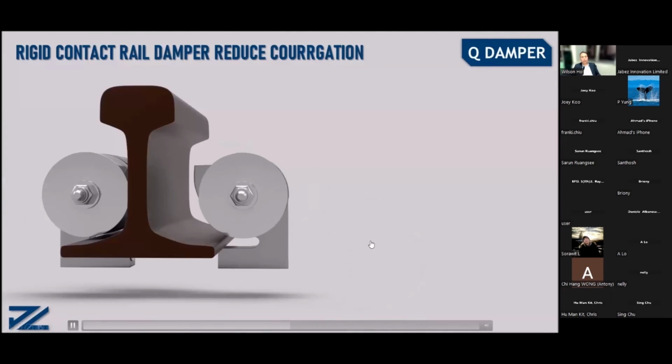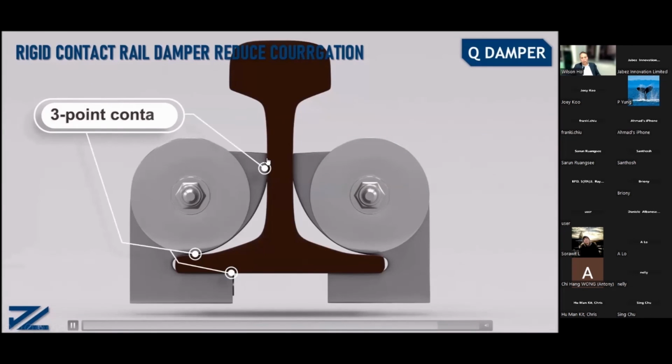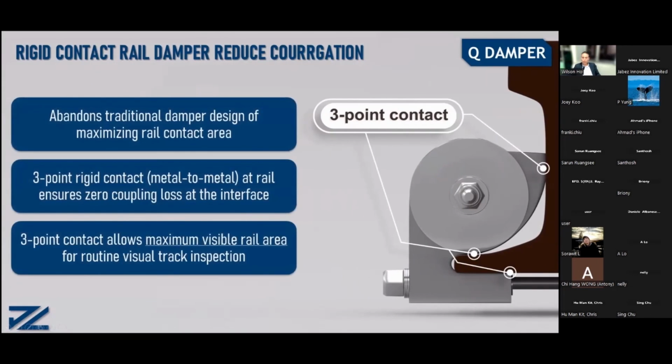Based on this, we developed the rigid contact wheel damper. It has 3-point contact with metal-to-metal contact, ensuring high rigidity, very rigid, very stiff, such that even 1 micron or atomic-level vibration can also be absorbed. Because it has rigid contact, it ensures the vibration is transmitted into the oscillator, and then the oscillator amplifies the movement to create a counteractive force to counteract the wave movement.